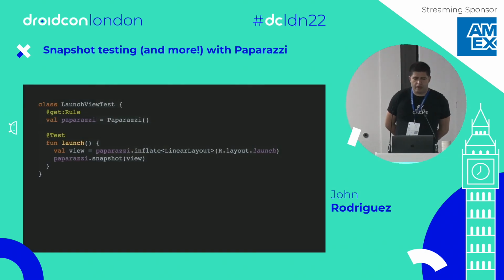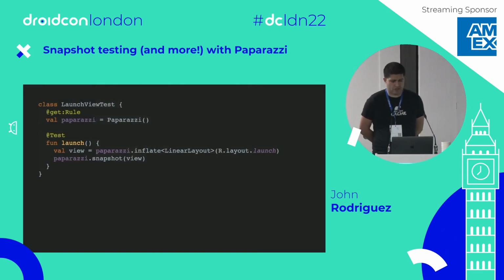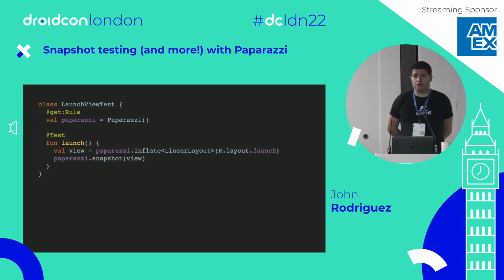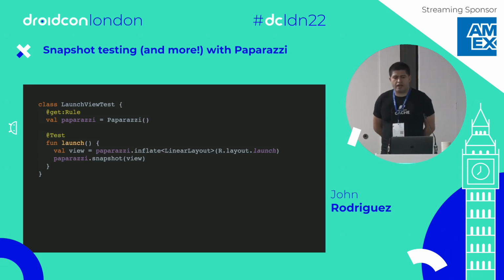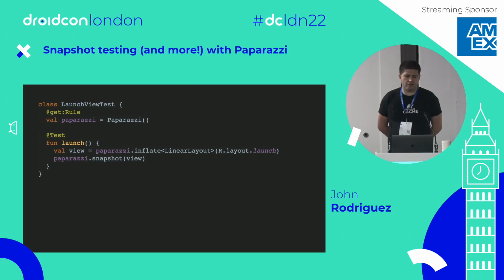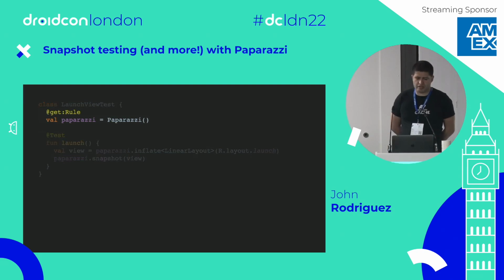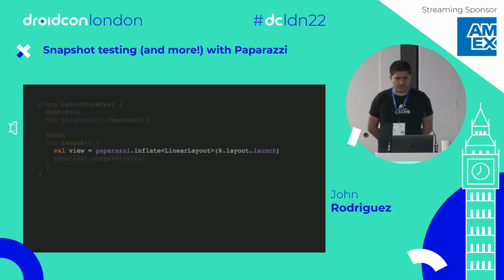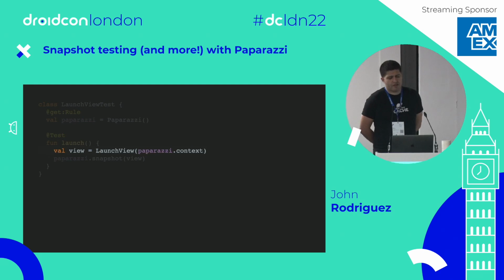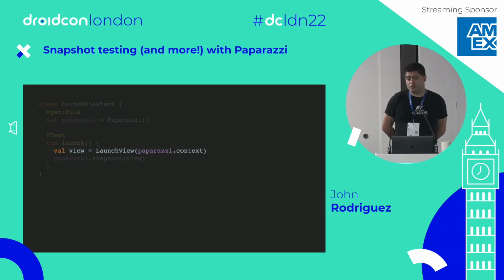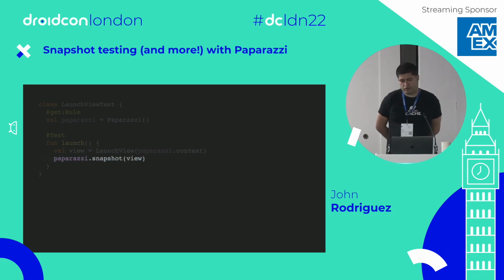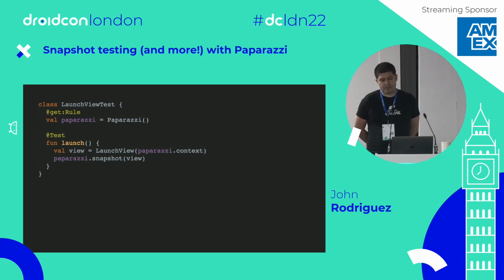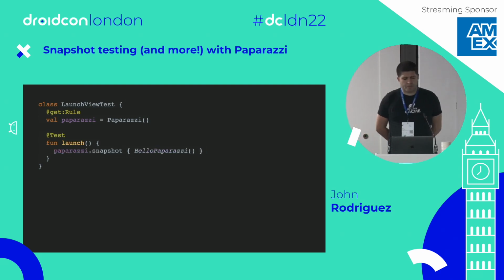So how does this library work? If you haven't seen it before, this is how you get started. It's a JUnit rule, so you instantiate it as so. And if you're, again, using layout XMLs, you'd inflate it as so and call snapshot, and that's really it. That's what I just went over. If you are instantiating your views directly, you can also do so by passing the Paparazzi's context. And if you're using composables, there's support for that as well.